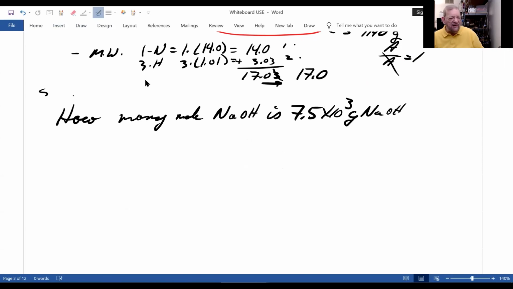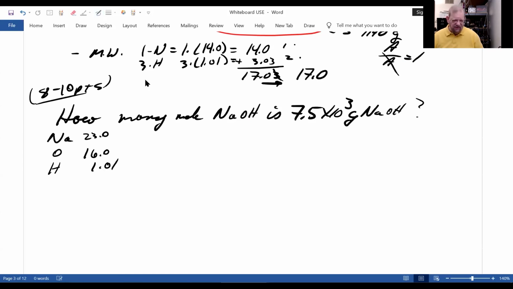Let's get back to your problem to try. How many moles of sodium hydroxide is 7.5 times 10 to the third grams of sodium hydroxide? And I'll help you out, but you should be able to figure this out. Sodium atomic weight is 23.0 to 3 significant figures. Oxygen is 16.0 and hydrogen is 1.01. And have fun.